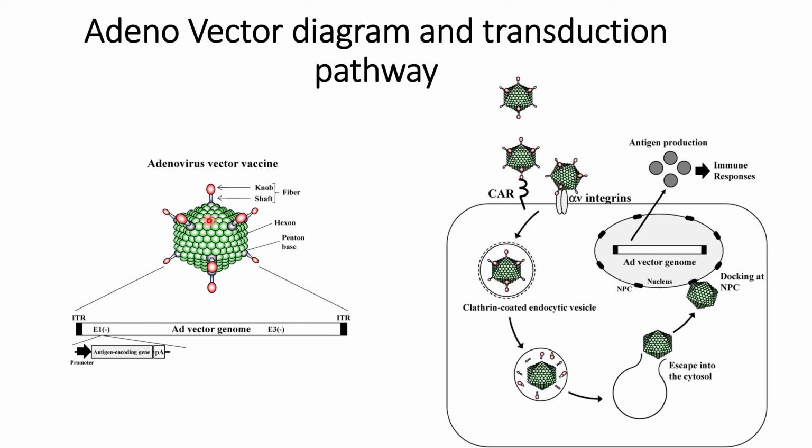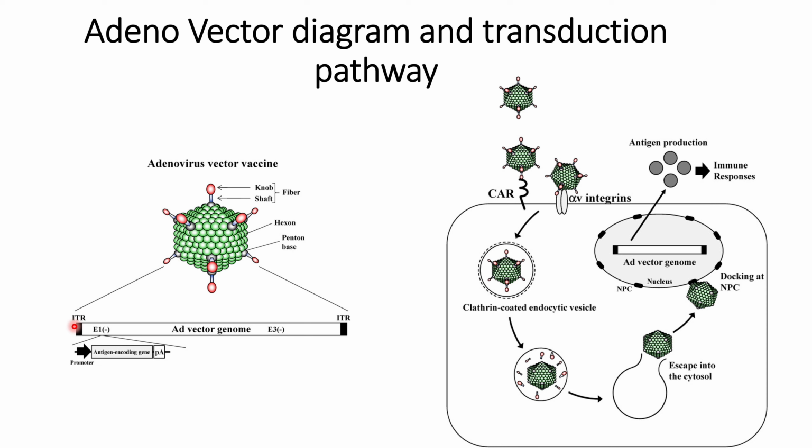So we'll start with the adenovirus vector vaccines. This is how the adenovirus vector looks. It has this knob and shaft, which together are known as the fiber, a hexagonal shape, and the penton base. When it comes to the genomic sequence, we can see that it has the ITR, the inverted terminal region. The ITR is important because it will determine the lifetime of this adenovirus vaccine.